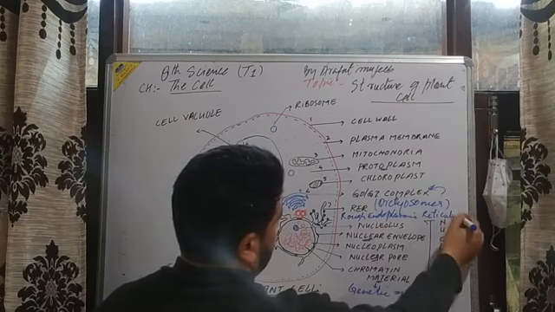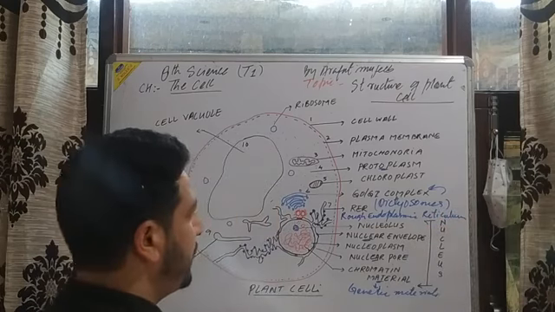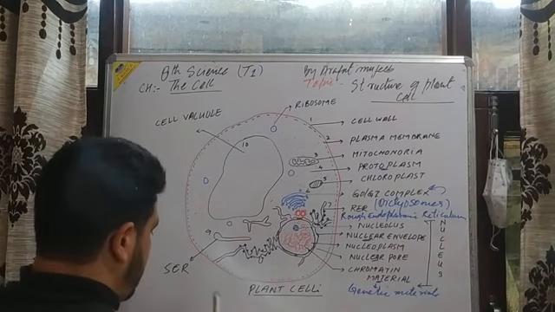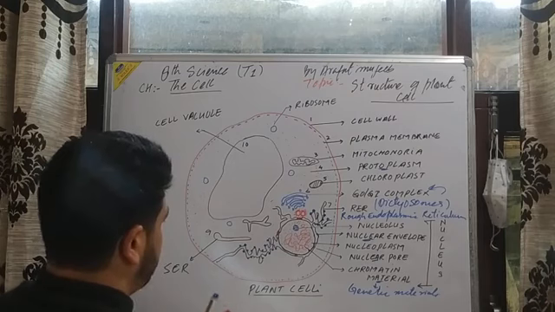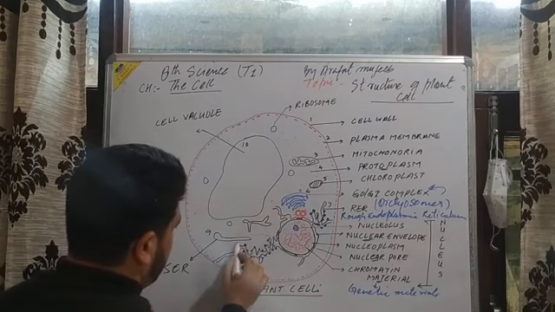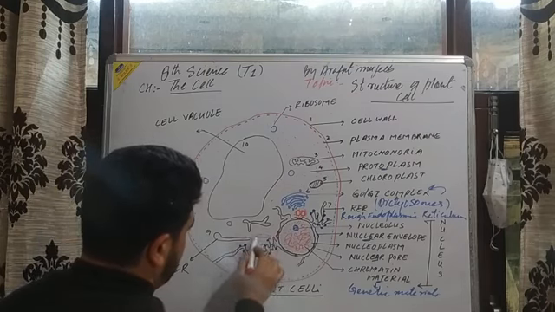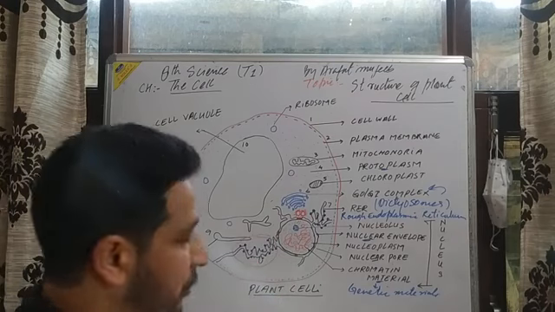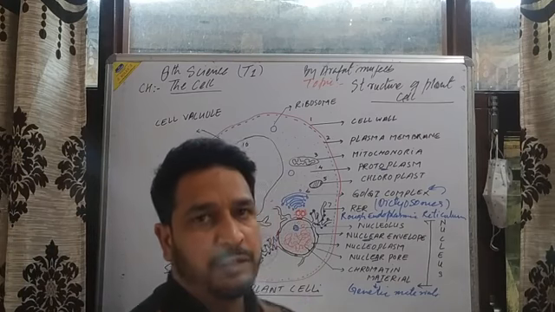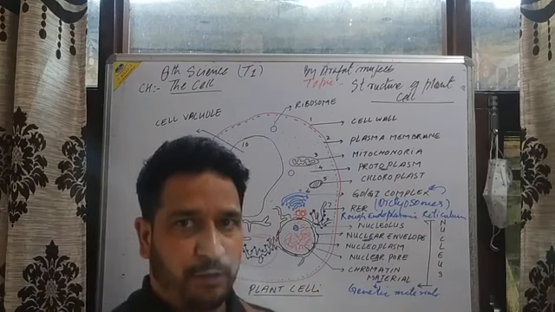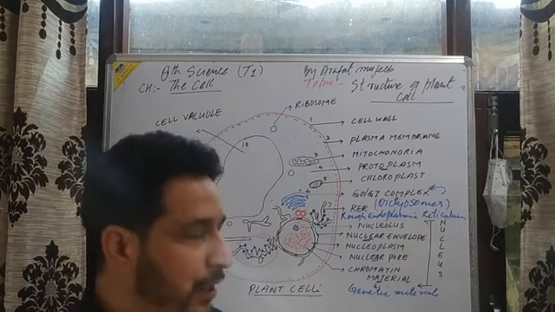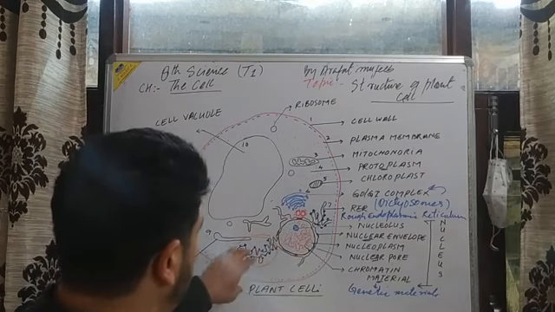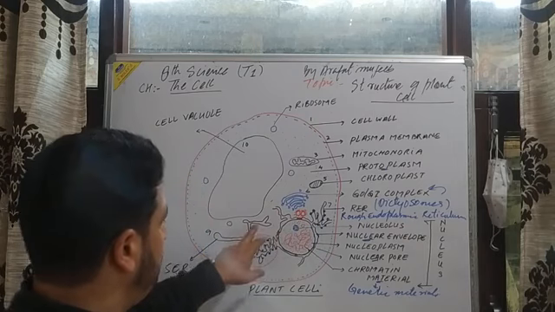RER, rough endoplasmic reticulum. We can say that this portion is known as the rough endoplasmic reticulum. Then there is also the endoplasmic reticulum. They are of two types: one is the smooth endoplasmic reticulum, the other is the rough endoplasmic reticulum. Rough endoplasmic reticulum is near the nucleus, and there is also the free smooth endoplasmic reticulum.